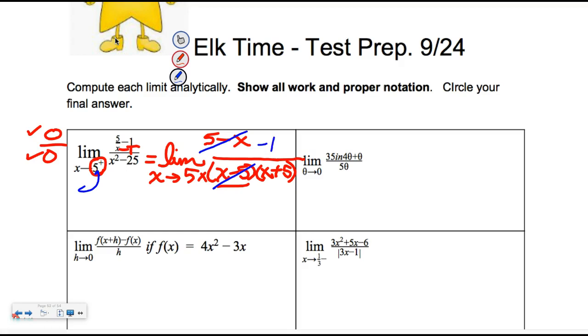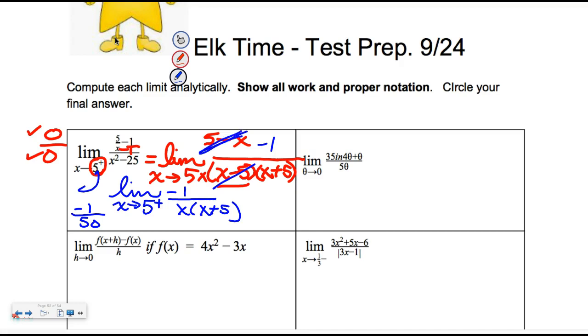They are opposites. So I am taking the limit as x approaches 5 from the right-hand side of -1 over, and then I have x times x plus 5 left. So this is what I need to evaluate. Are you good with how that works? And then I just plug it in. It'd be -1 over 5 times 10, correct? So -1/50.